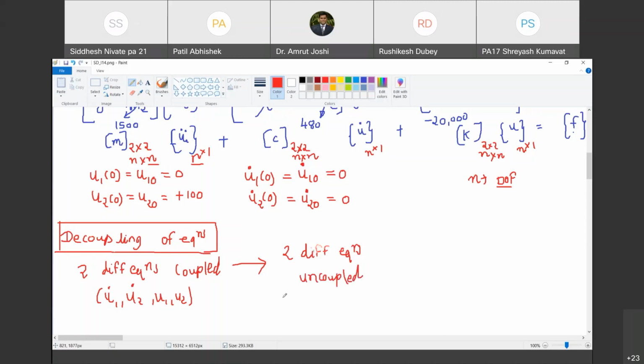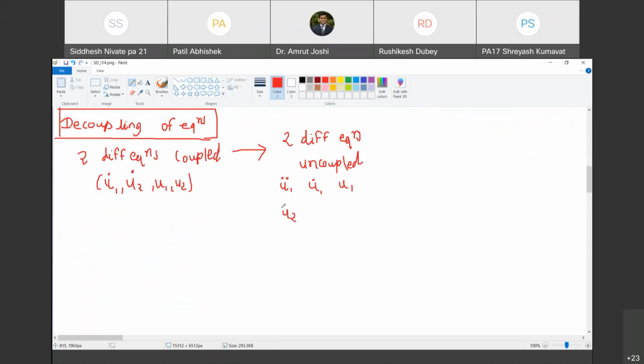इसका मतलब क्या है? The first equation will be in terms of u1 double dot, u1 dot, and u1. And second equation will be in terms of u2 double dot, u2 dot, and u2. And now we are equipped with solution of this. This is precisely two single degree of freedom systems. Are you with me? Yes, sir.